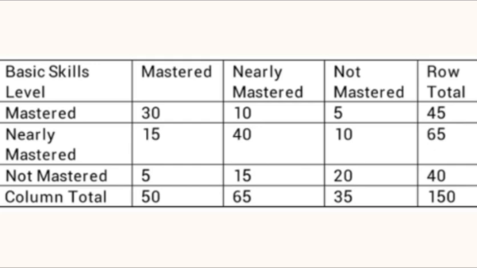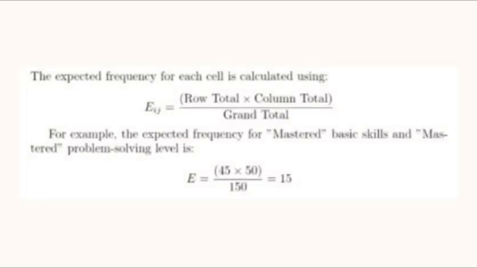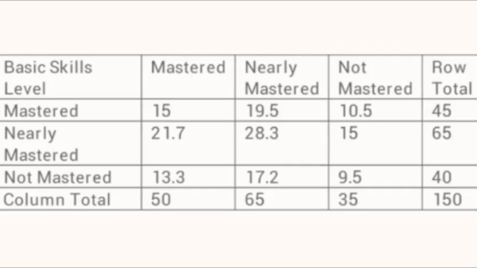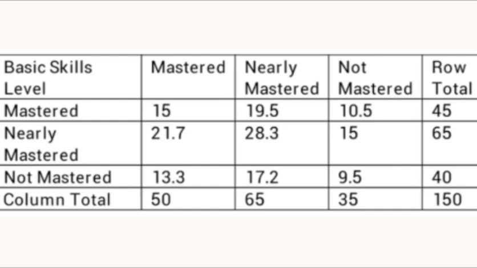So, we created a contingency table of the data gathered. Then, the expected frequency for each cell is calculated using row total times column total over grand total. For example, the expected frequency for mastered basic skills and mastered problem-solving level is E equals 45 times 50 over 150, which is equal to 15. After computing, put the data into a table.